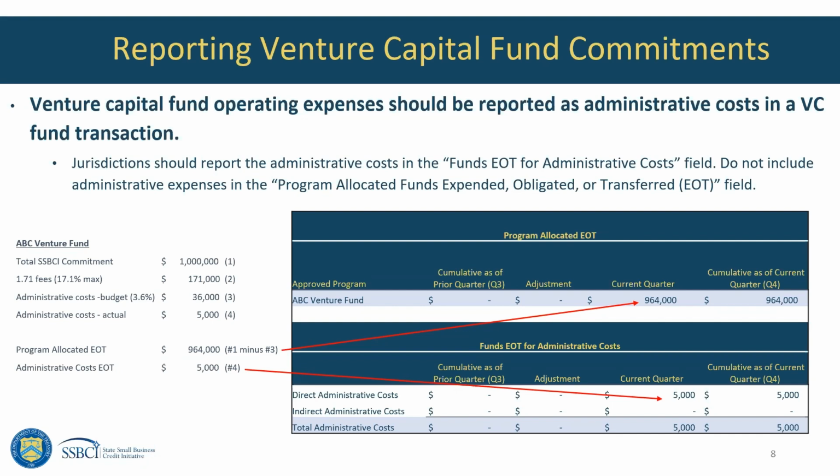The program EOT that should be reported on the quarterly report is the commitment amount minus the budgeted operating expenses. The commitment amount is $1 million, and the budgeted operating expenses are $36,000, which gets you to $964,000. This is the amount that should be reported on the program allocated EOT line of the quarterly report. The admin cost that should be reported on the quarterly report should be the actual incurred operating expenses. So this is the expended amount. In this example, the jurisdiction should report $5,000 in funds EOT for administrative costs. This is shown as item 4 on the slide.